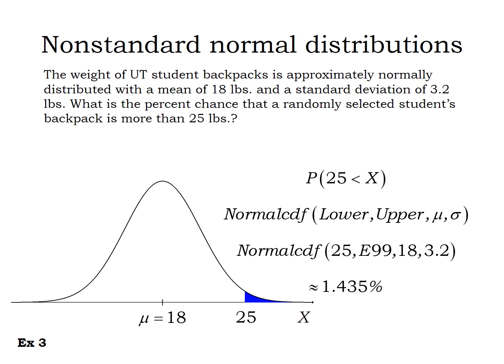Now, when you did the normal CDF from 25 to infinity with a mean of 18 and a standard deviation of 3.2, that should come back as 0.01435. But the problem here asks for the percent chance, or what is the percentage of times that a backpack is more than 25 pounds. So that's where we want to turn this into a percentage. We need to multiply that probability that we get from the normal CDF by 100.